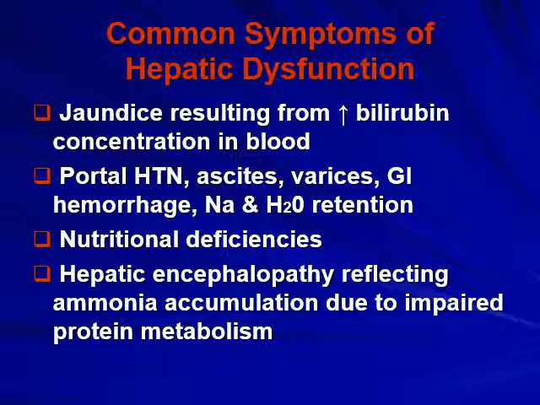We know that jaundice can result from increased bilirubin, because the liver is not able to excrete it as it normally would. And in the second bullet, portal hypertension, ascites, and esophageal varices, leading to GI hemorrhage.